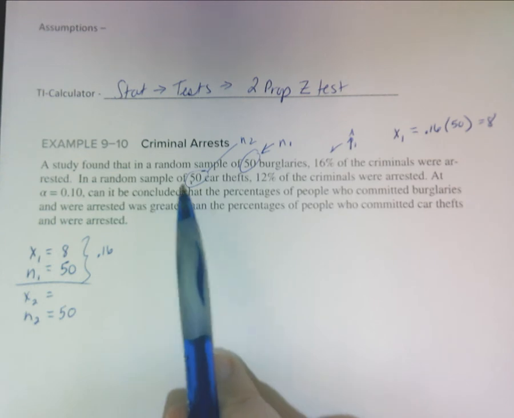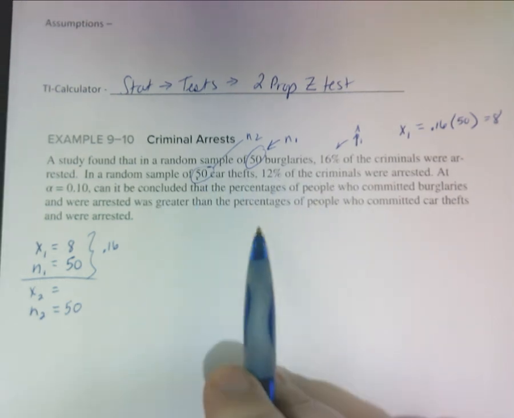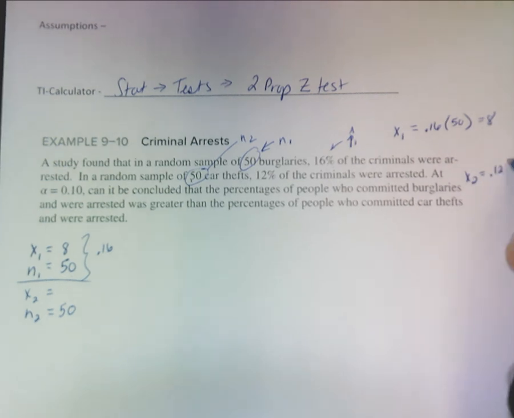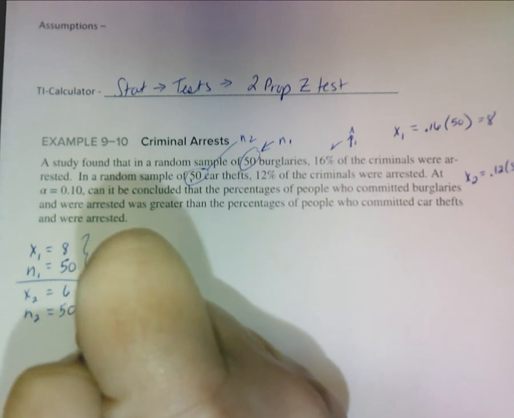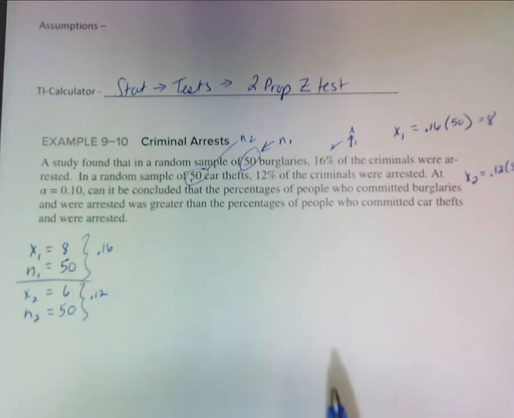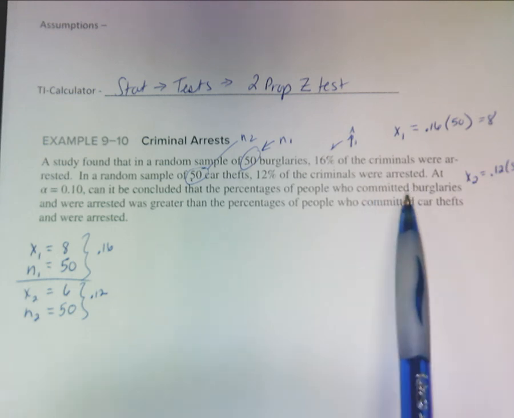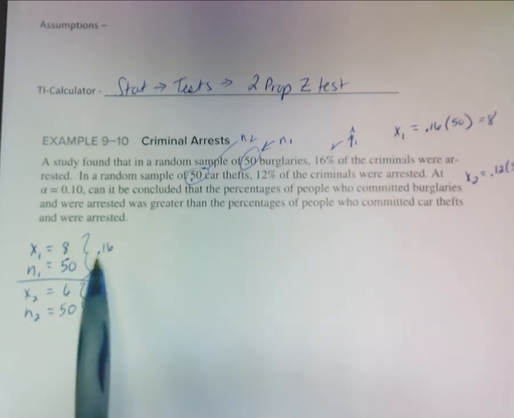All right, so in the random sample of 50 car thefts, 12% of the criminals were arrested. So what do I do there? Well, same thing. X2 would be 12% of 50, which is 6. And that would make 12%. So we're looking to see if the percentage of people who committed burglaries, which is our ones, is greater than the percentage of people who committed car thefts.